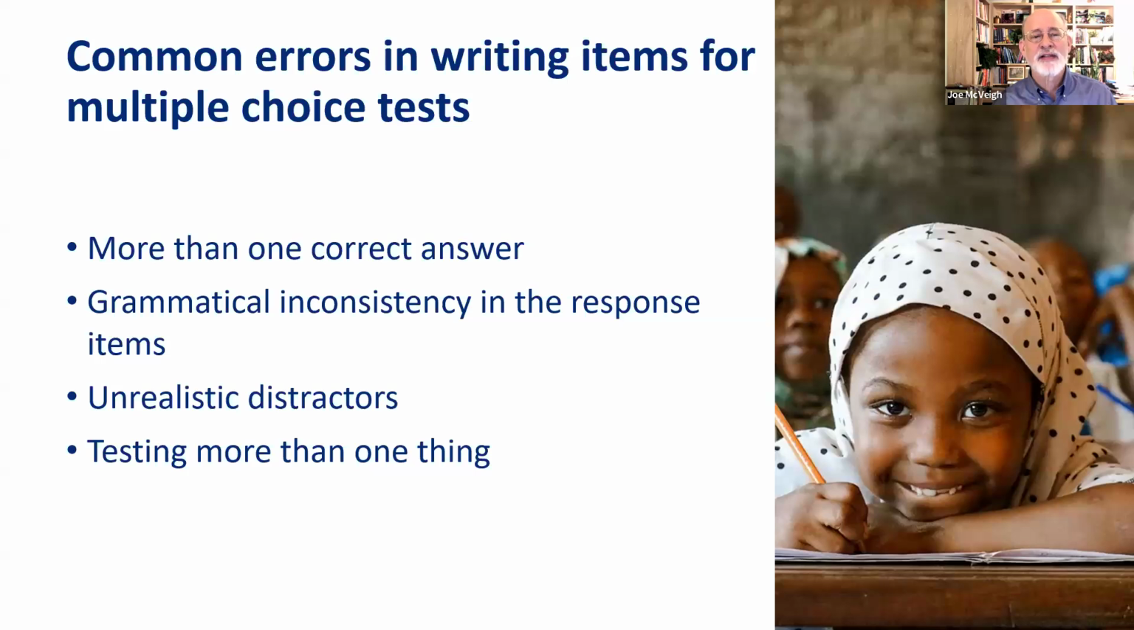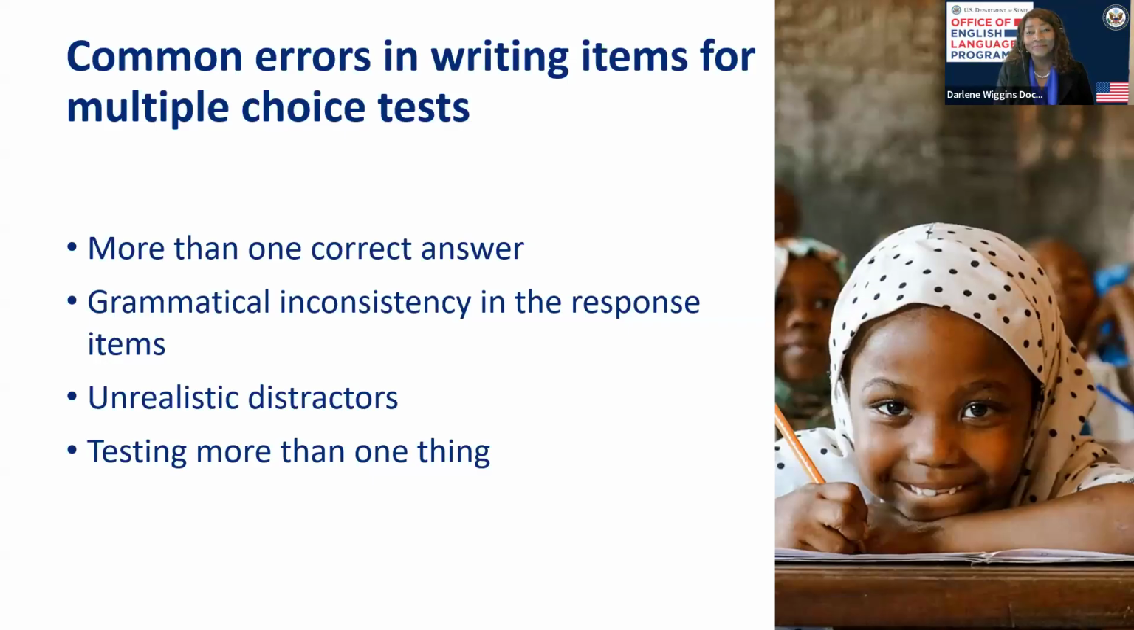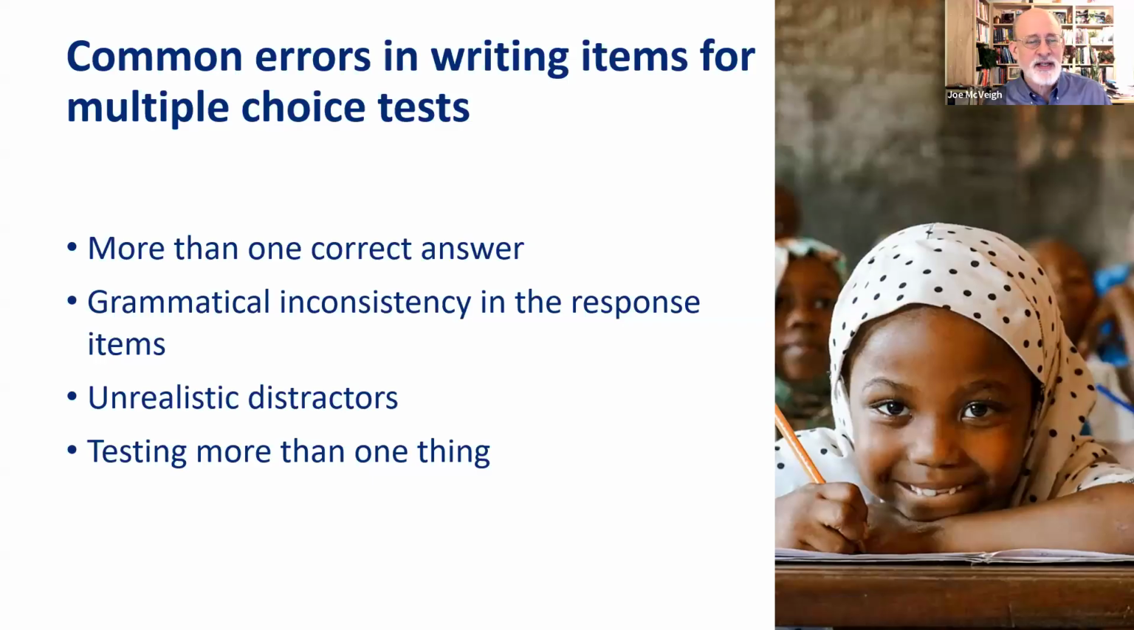Another is grammatical inconsistency in the response items. The possible answers have different grammatical structures. Sometimes the distractors or the wrong answers are really unrealistic. They're not at all similar to the correct answer. And then sometimes these questions can test more than one thing.